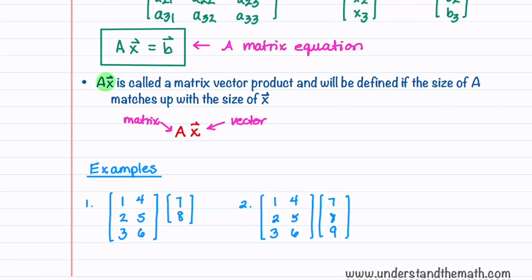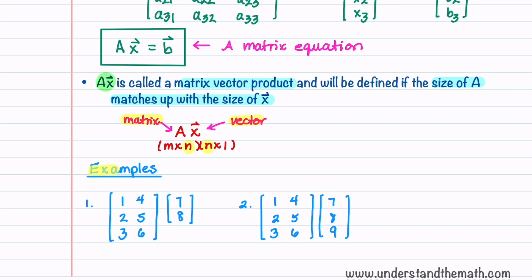Matrix A times vector x is called a matrix vector product, and it'll be defined if the size of A matches up with the size of vector x. A is a matrix, and x is a vector. In the example that we had above, A was a 3 by 3 matrix, but in general, A can be written as an m by n matrix. The only way that we can multiply A times x is if x is an n by 1 matrix, because these two numbers need to be the same.